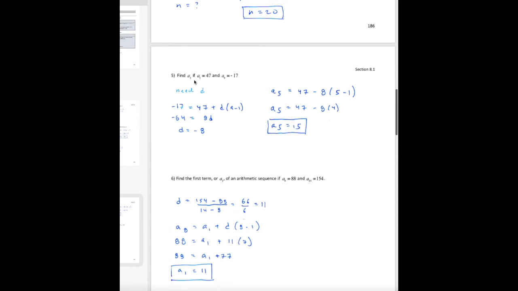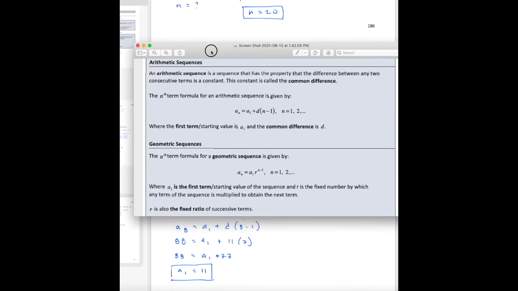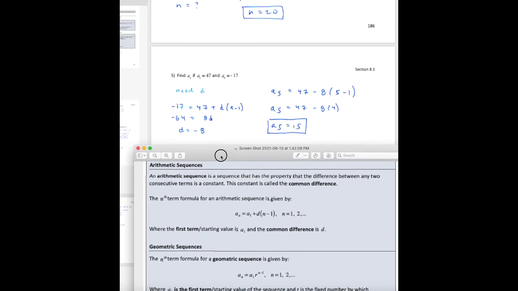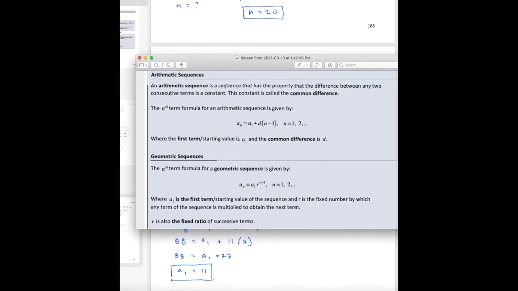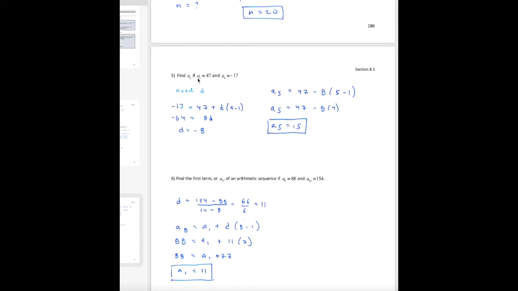For this one, we were asked to find the 5th term if the first term is 47 and the 9th term is negative 17. So back here, in order to find a given term, which is what we're being asked to find, the 5th term, I need the first term, I need the difference, and then I need which term I'm looking for. I know the first term, and I do not know d, but I do know that when n is 9, that output is negative 17.